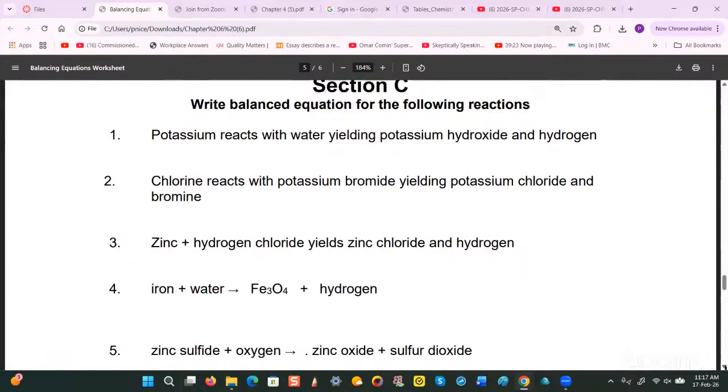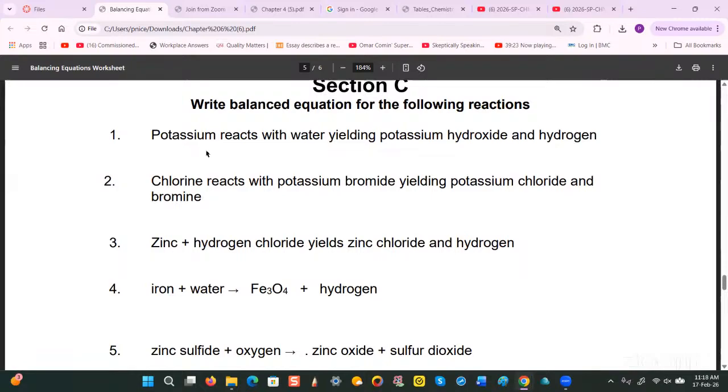Whenever you're given this type of question, the first thing I would do is, based on the question, figure out what the reactants are and what the products are. The next thing is to figure out what the formulas are. After you figure out the formulas, you end up with your unbalanced equation, and then you balance it. I'm just going to show you how to do a couple of these.